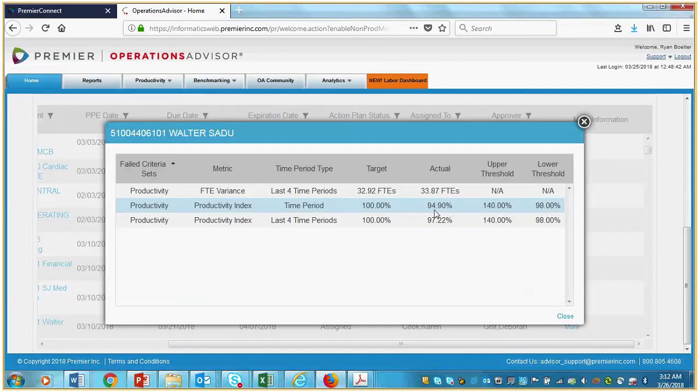So below the lower, and then the FTE variance, if you recall from the criteria, it was half an FTE or more. So in this case, it's about one FTE. So it is above the half an FTE increment. So all 3 of those things were true. Therefore, this department had an action plan assigned for productivity.